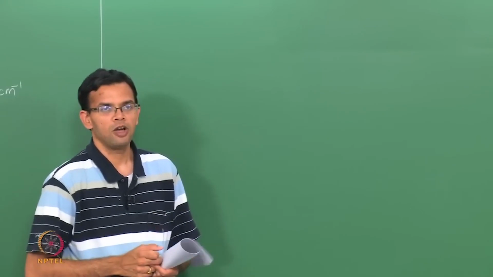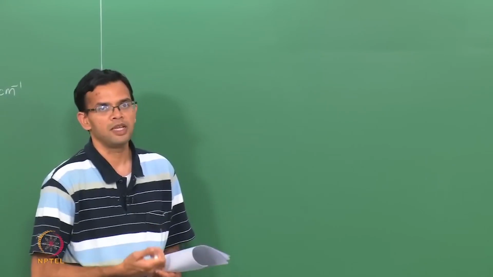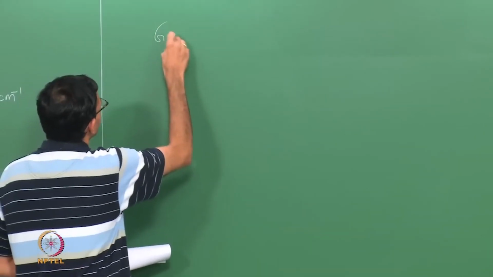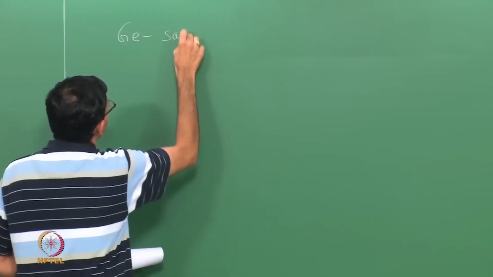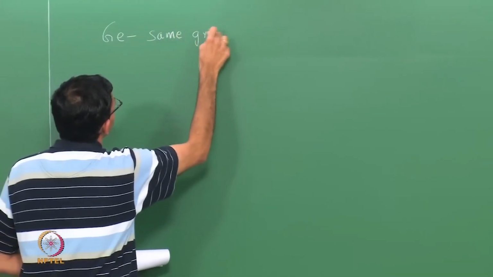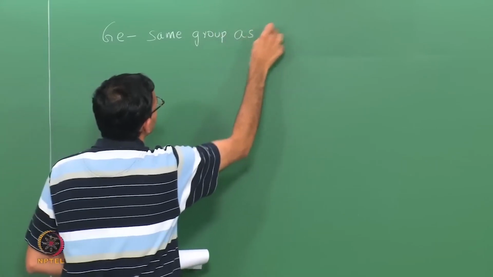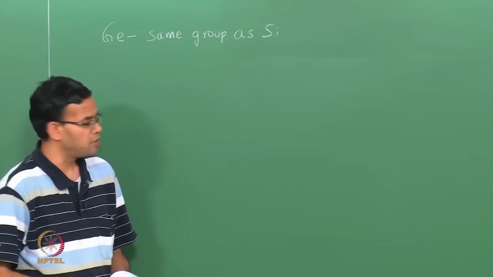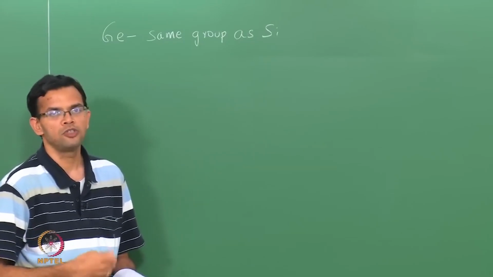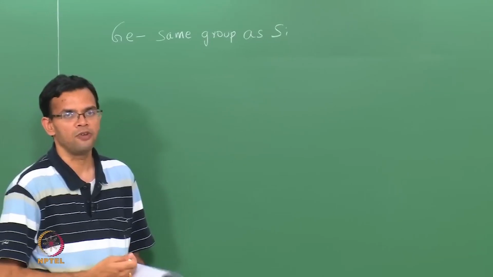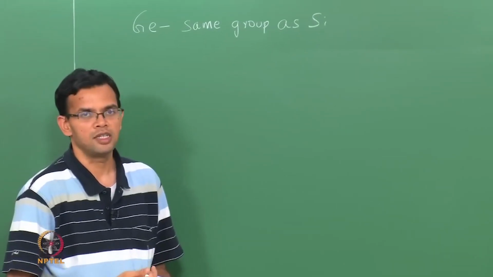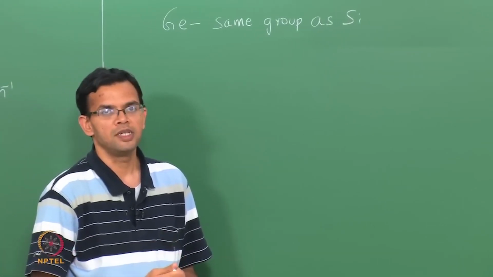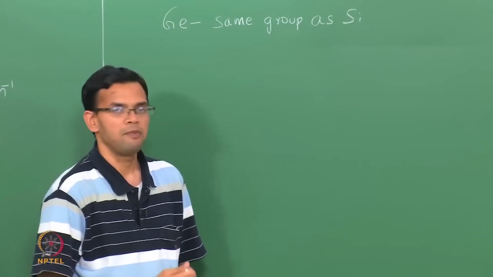So far we only talked about silicon. So what about other semiconductor materials and doping in them? If you look at germanium, germanium lies in the same group as silicon. Which means all the elements that we used as dopants for silicon could also be used for germanium. So we can use your group 5 elements like phosphorus or arsenic as an N type dopant. We could also use your group 3 elements like boron as a P type dopant.